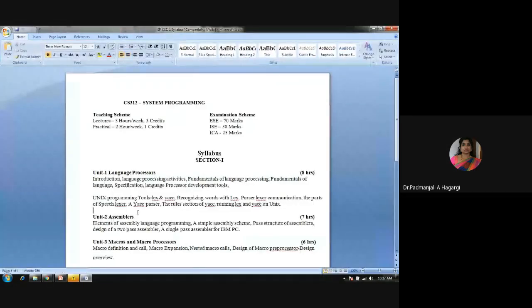The second unit, as it says, you have to study the elements of assembly language programming, and a simple assembly scheme, as I have told, how it does the lexical analysis and syntax analysis, and how it generates the instruction code, sorry, machine code using the instruction format. And pass structure of the assemblers, design of two pass assembler, a single pass assembler. So it is very important to know.